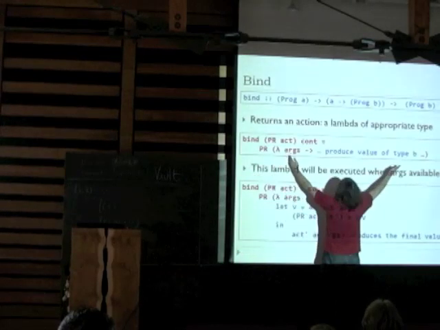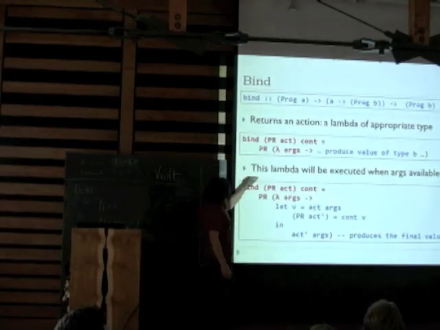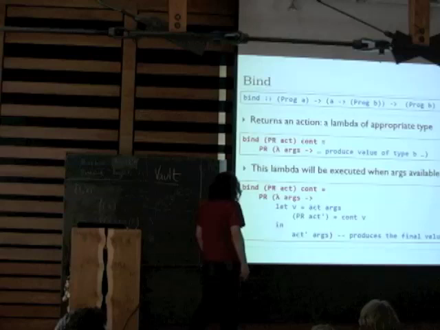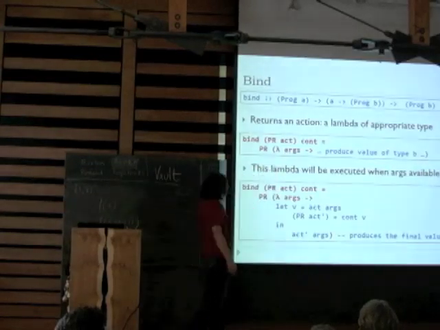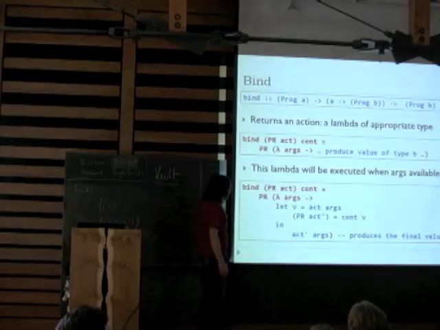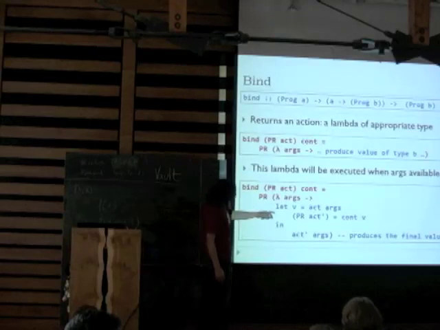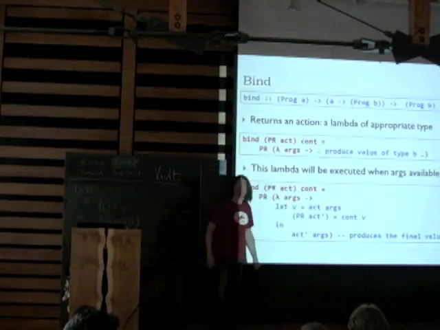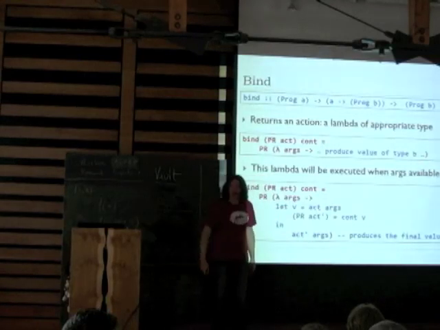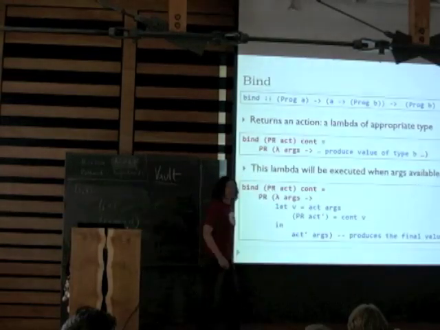So this is an action. Args returns B. So what's the body of this action? Notice that this lambda will be executed later, when we already have the arguments. So this thing will actually have arguments at its disposal, and since it has arguments, it can do stuff. In particular, it can execute the first action, because now I have arguments. This first action will be the action that takes the zeroth argument from the argument list. This is what it returns.